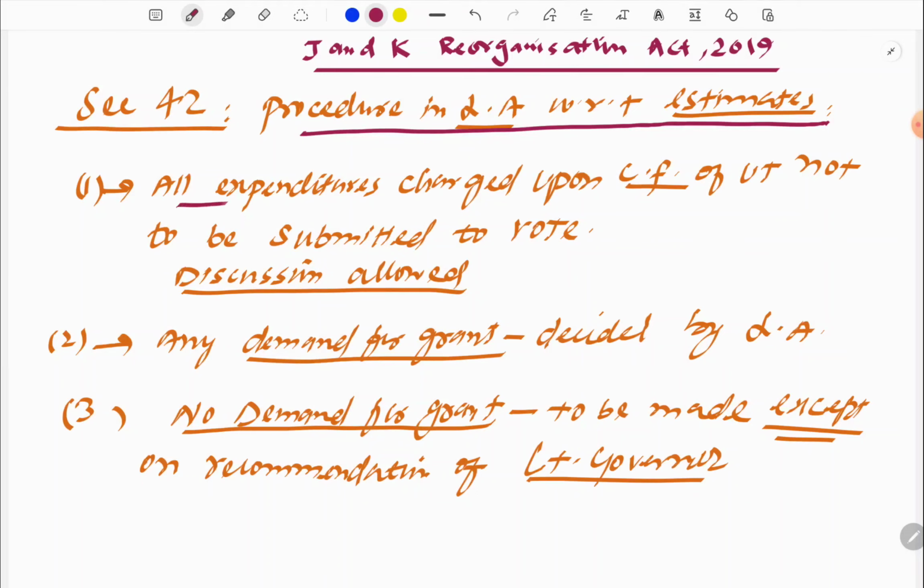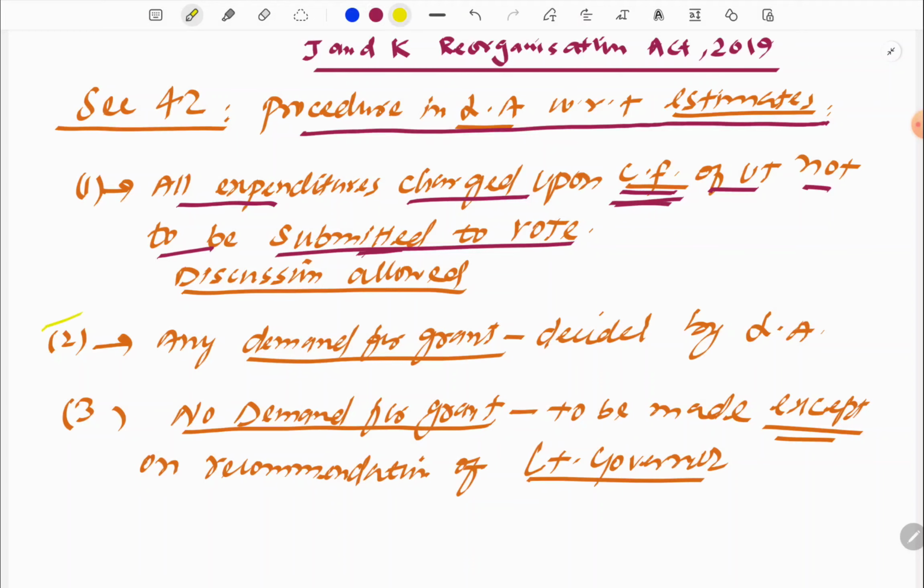All expenditures charged upon the consolidated fund of the union territory are not to be submitted to the vote. So all the expenditures that are charged upon the consolidated fund shall not be submitted to vote. Very important, just understand this.